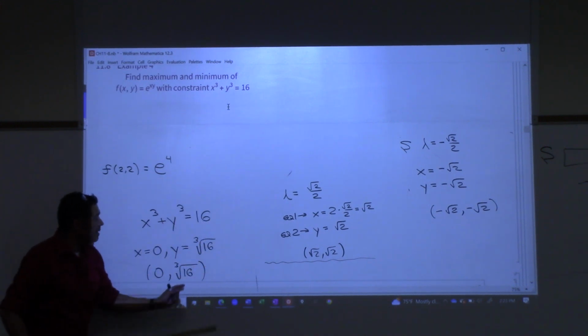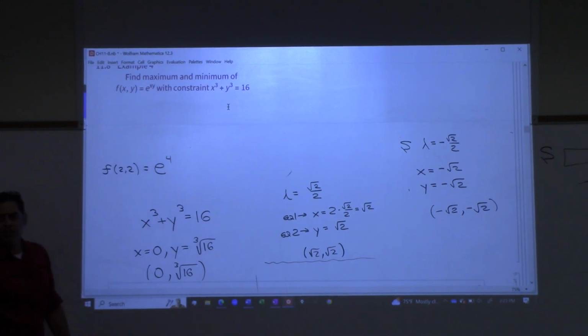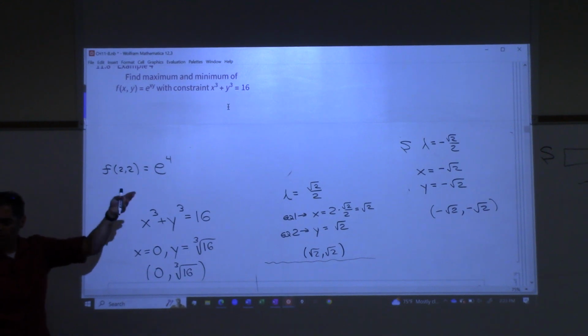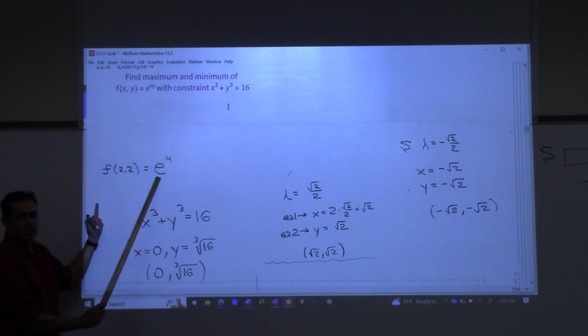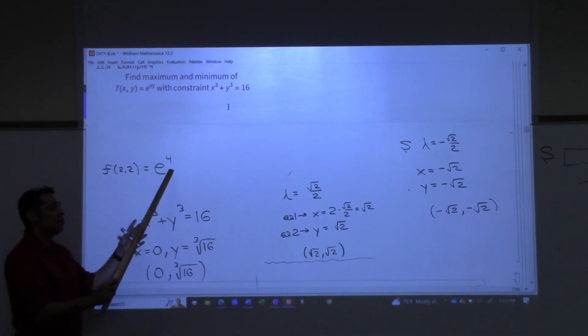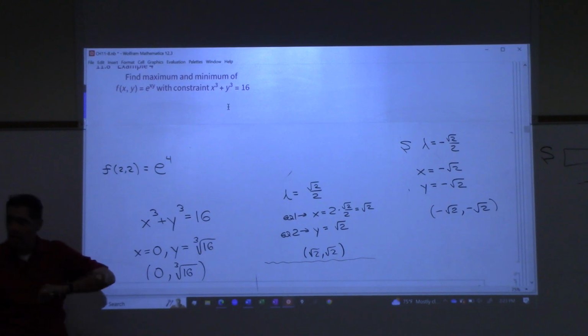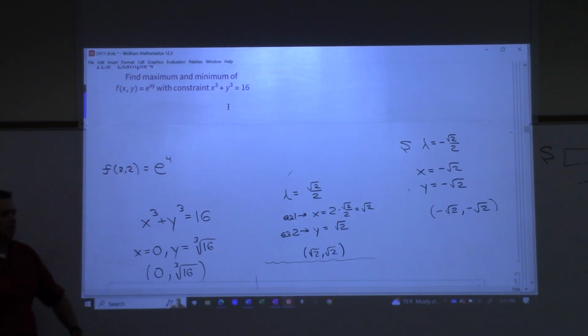Now take that and plug it into this. What would happen if you replace x with 0 and y with cube root of 16? You get e to the 0, which is 1. What's bigger, e to the 4th or 1? e to the 4th. That means that has to be a maximum. Make sense? You only have to check one point. I already know that's either a max or a min, so I'm comparing it to some other point on the constraint. If this is bigger than that, then it's a max. If it's smaller, it's a min. Can't believe I overlooked that. Well, I believe it, but.